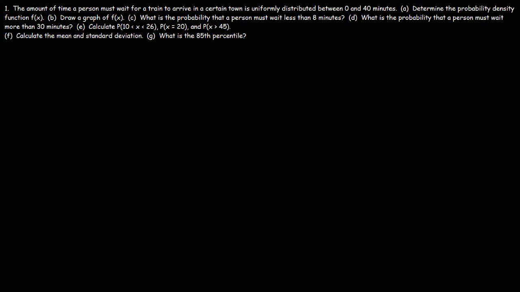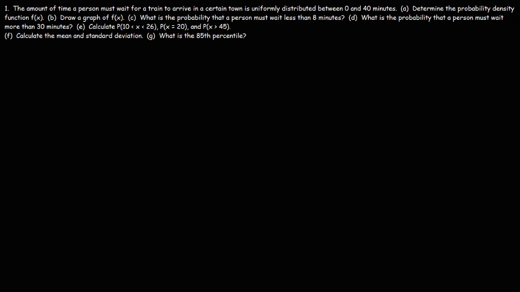In this video, we're going to focus on uniform distribution probability problems. And so we have an example problem to start right here. Number 1, the amount of time a person must wait for a train to arrive in a certain town is uniformly distributed between 0 and 40 minutes. Part A, determine the probability density function f of x.